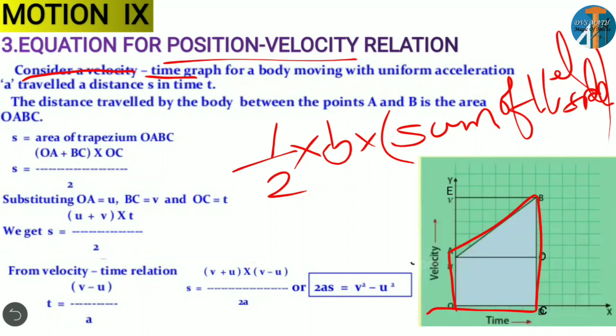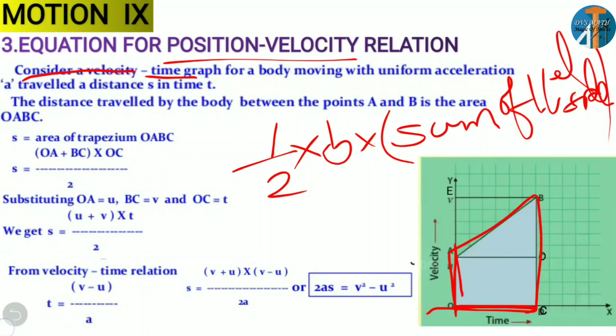So half means 1 by 2. Base is OC. And the parallel sides are OA and BC. So OA plus BC. Substituting OA as U, BC as V, OC as T, what will you get? S is equal to U plus V into T by 2. But what is our first equation?